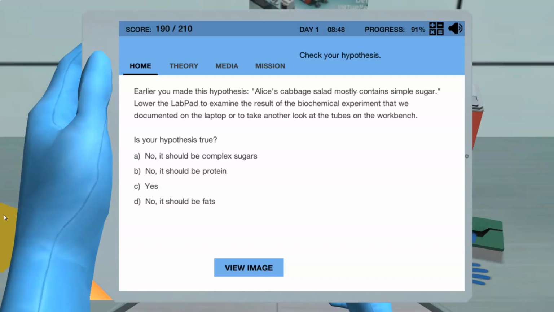Earlier you made this hypothesis: Alice's cabbage salad mostly contains simple sugar. Lower the lab pad to examine the result of the biochemical experiment that we documented on the laptop or to take another look at the tubes on the workbench. Is your hypothesis true?